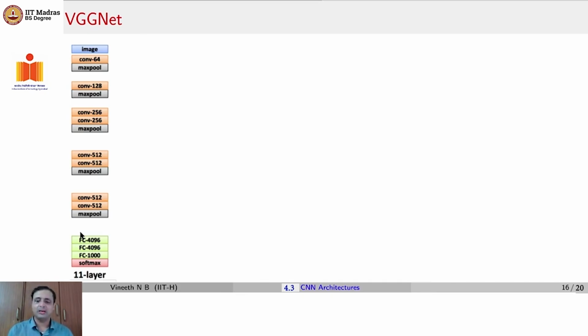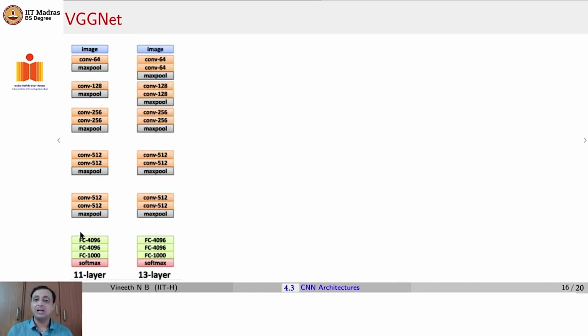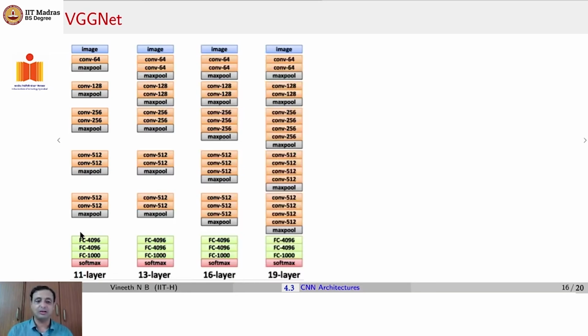So the way they went about doing it is to take multiple architectures of different depths. You can see here that the input is on top, the output is at the bottom in all of these architectures. You can see conv layers, max pool layers, conv layers, max pool layers, so on and so forth. And these 64, 128 denote the sizes that you have in these architectures.